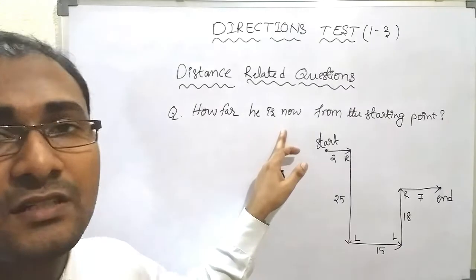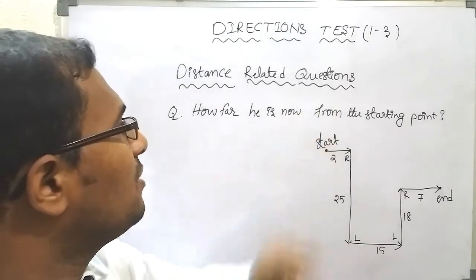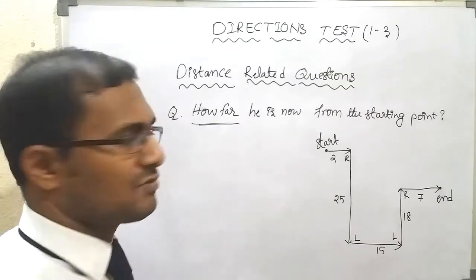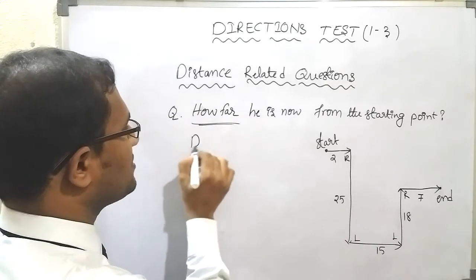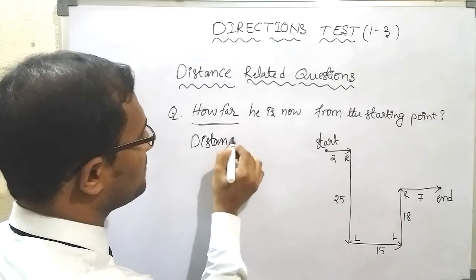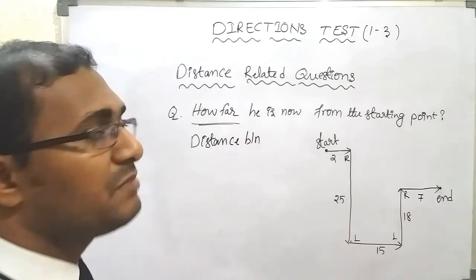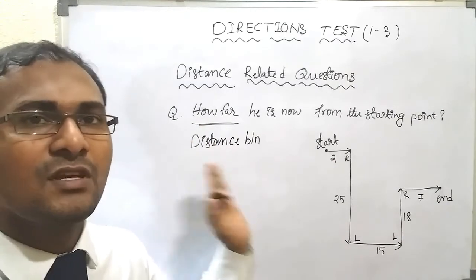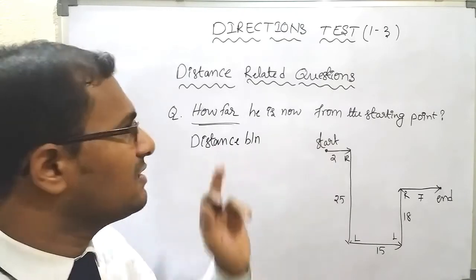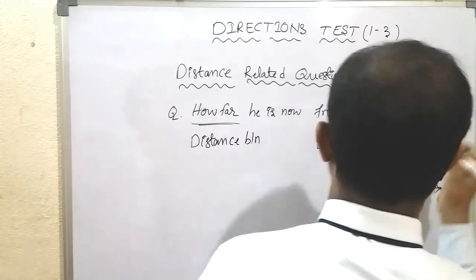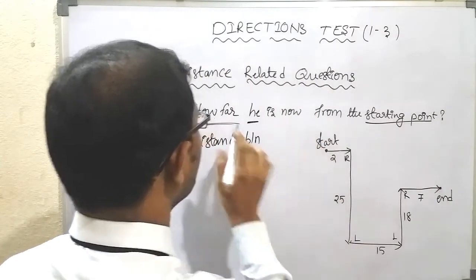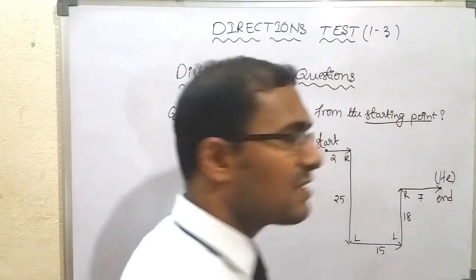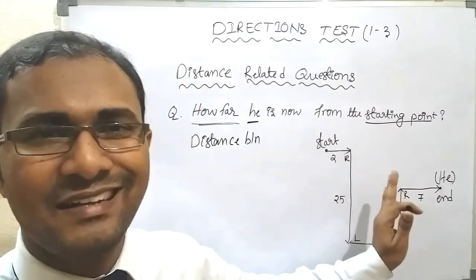Now what we are asked to find out here is how far he is now from the starting point. Now remember the keywords: how far, otherwise distance between. Whenever they ask you how far, otherwise distance between, if you see these type of keywords, you have to find out the shortest distance between the given points. So what are the given points? Starting point, and he, how far he. So he means the last point; we have to represent the person, otherwise he or she or it, whatever it may be.